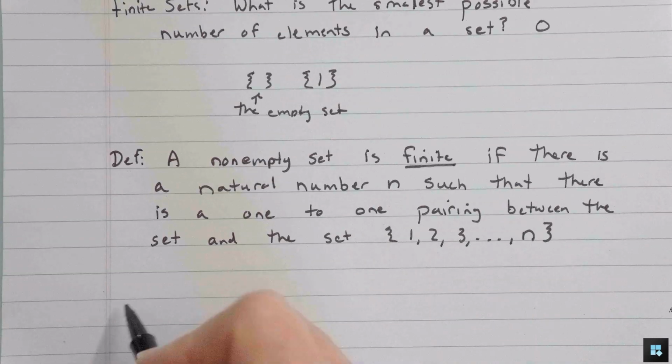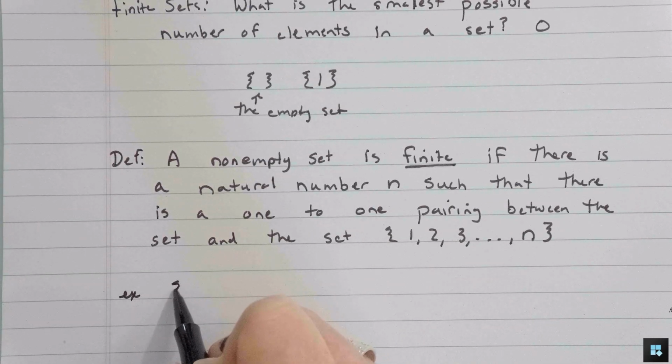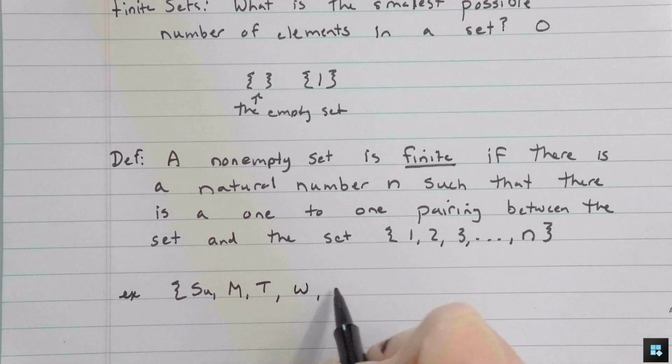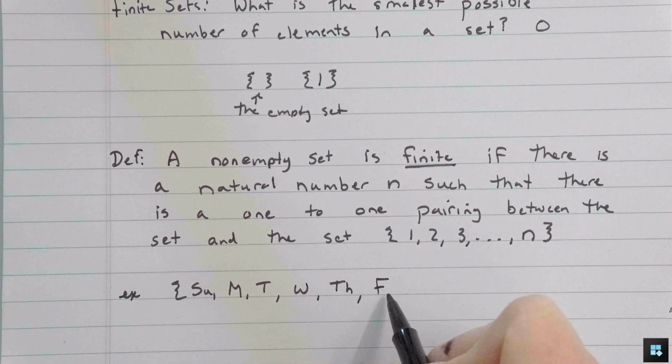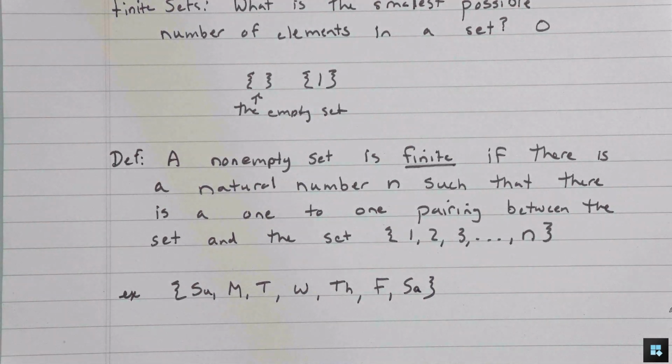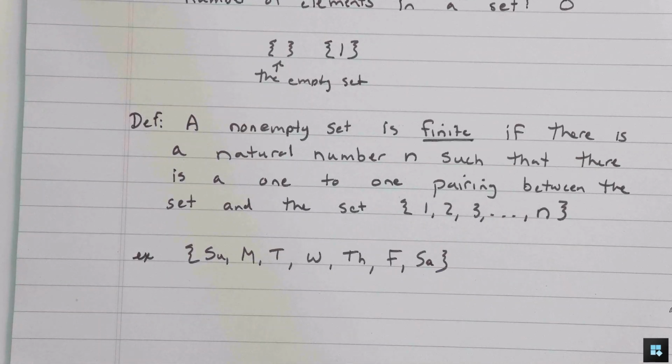Let's look at an example. So I picked the days of the week: Sunday, Monday, Tuesday, Wednesday, Thursday, Friday, Saturday. Is the days of the week a finite set? Yes, I see heads nodding. And what is the number n that can let me make a one-to-one pairing? Yeah, 7, good.